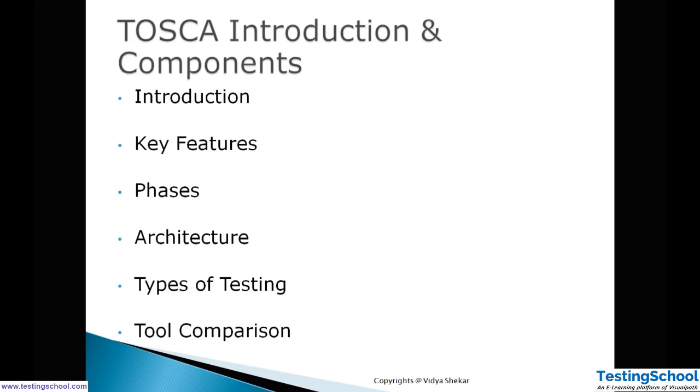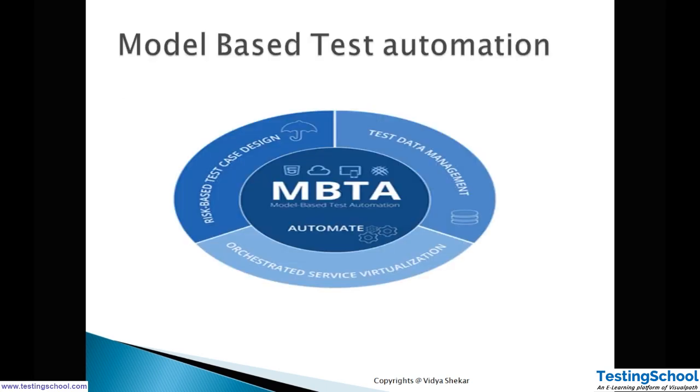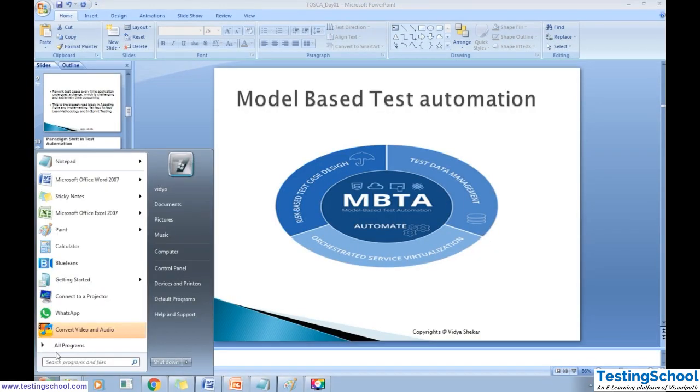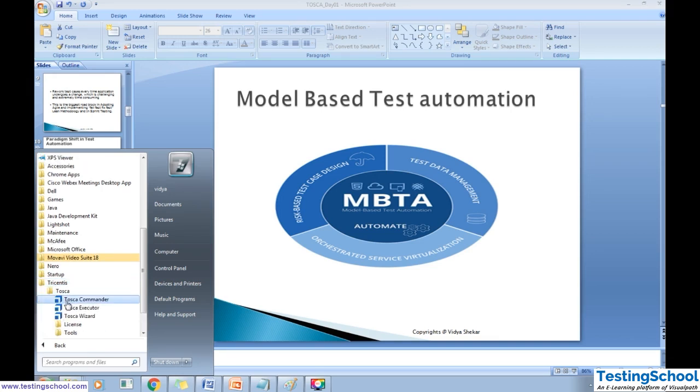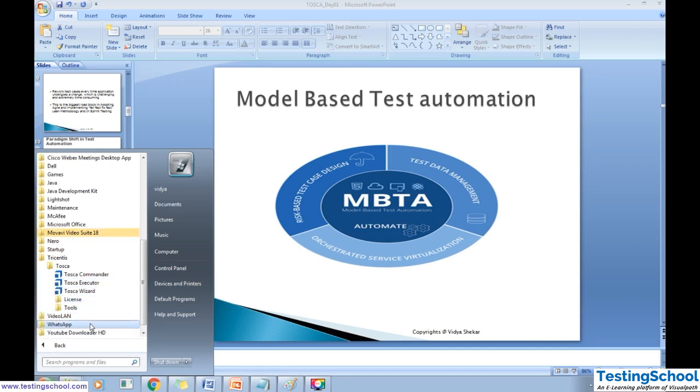Okay, and before going to talk about the components of Tosca and the architecture, let me show you Tosca. I have already installed Tosca in my system. Once you install Tosca, you get a folder created by Tricentis. Why? Because Tricentis is the company which has developed Tosca. And look here, there are three main components of Tosca. One is called Tosca Commander, the other one is called Executor, and the third one is called Wizard. And Tosca is a licensed tool, it's not a free open source tool like Selenium. You have to pay some licensing fees for using this particular tool.